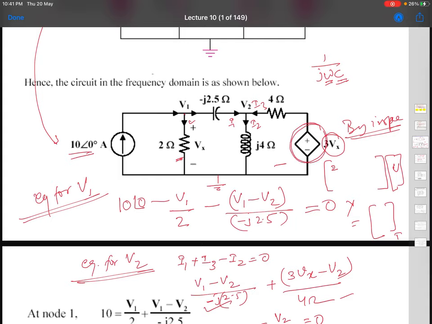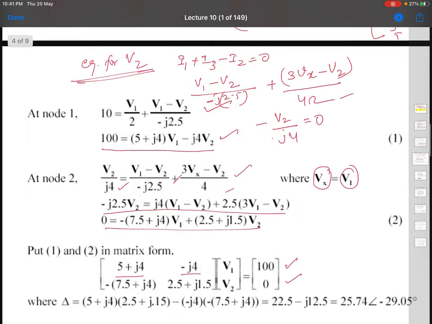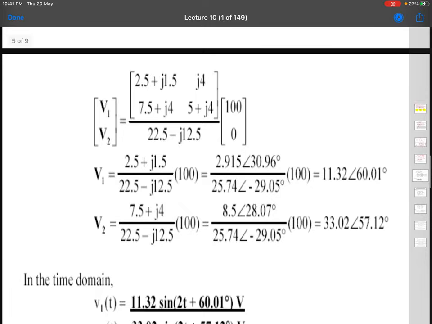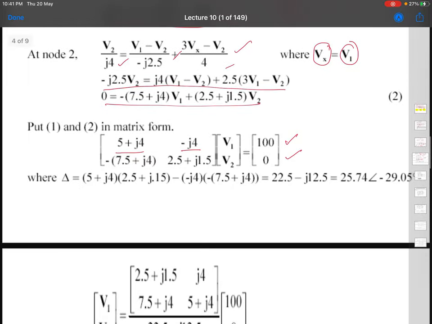But if instead of a dependent source it had been any other kind of source, an independent source, then you could have written it the same way as you do for any DC circuit, just adding all the admittances connected to that node, and so on, the way you do it. So this is again the calculation part.